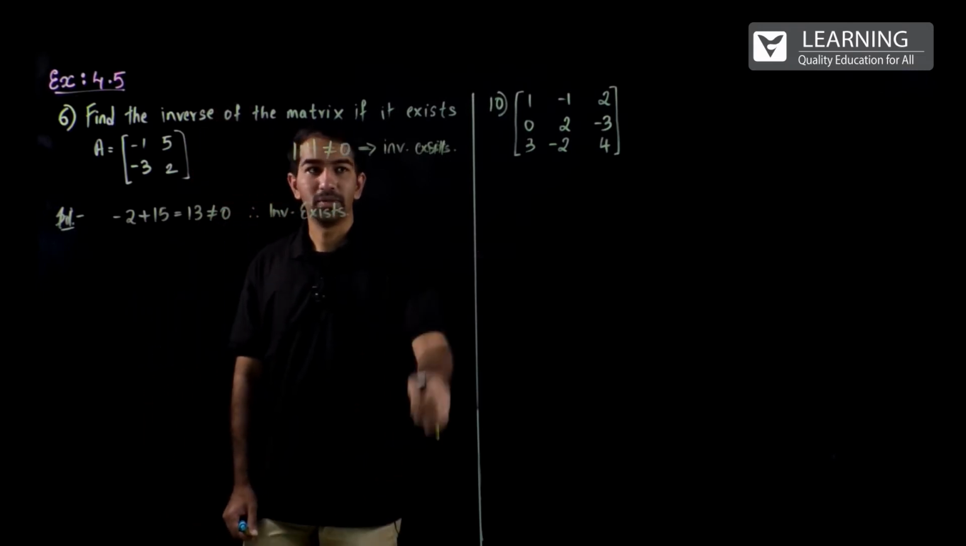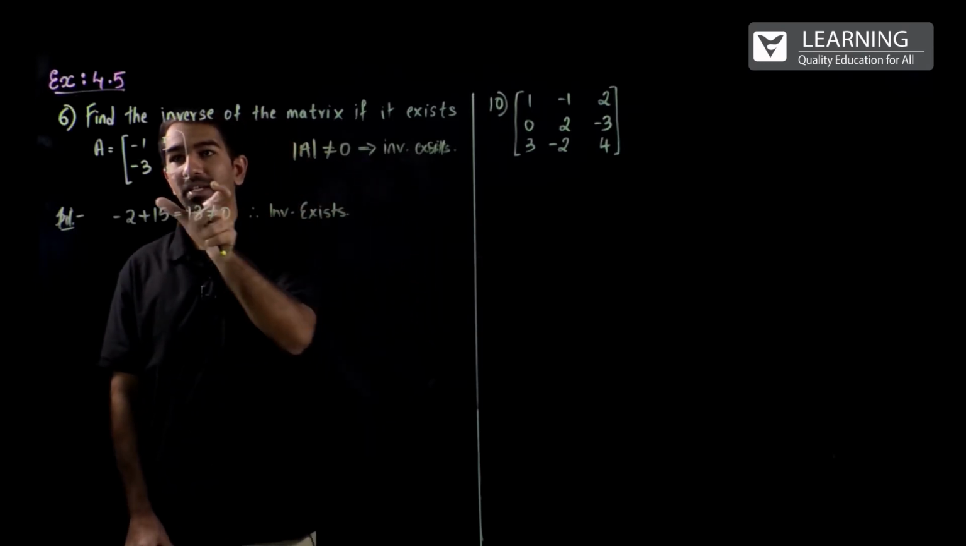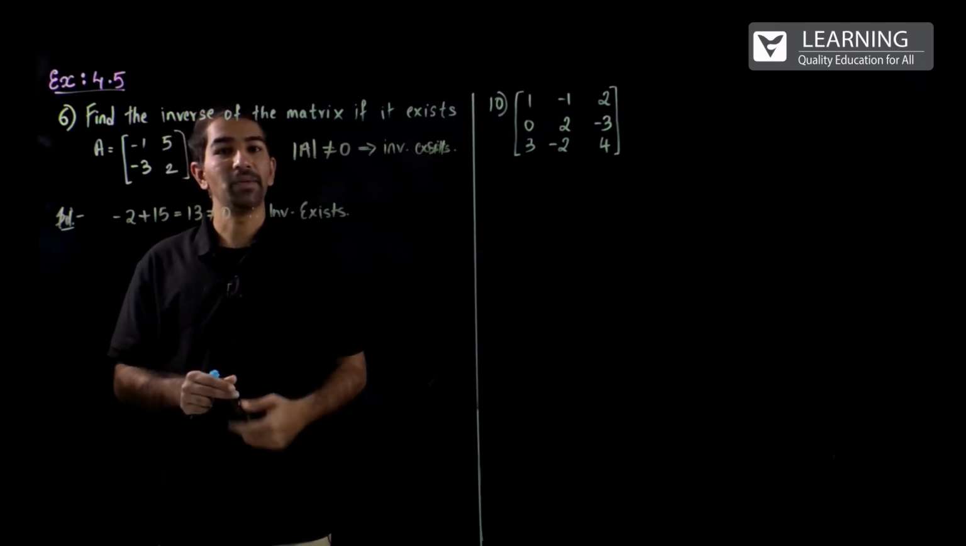Understood? So the determinant of A should not be equal to 0, then only we can tell that the inverse exists for the given matrix. Now we have to find out the inverse of this matrix, right? So previously what were we doing?